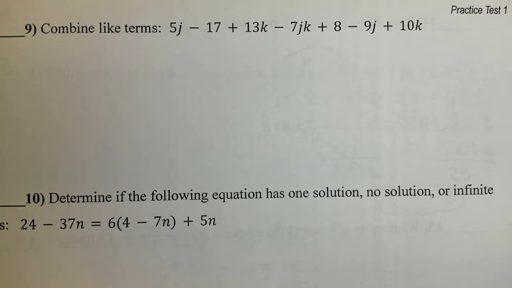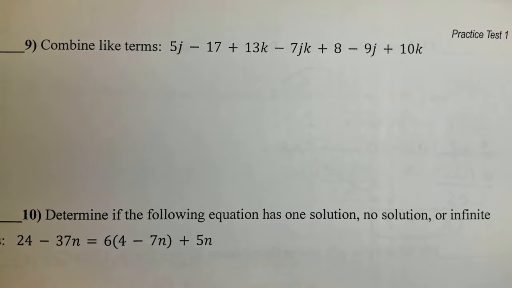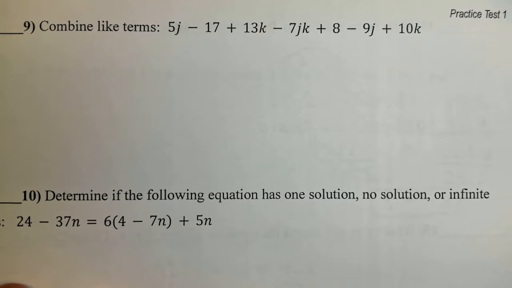Okay, so on number 9, it says combine like terms. Combine like terms, remember, just means to add and subtract the same things, the same letters, stuff like that. So there's no equal sign. If you look through this whole thing, there's no equal sign. So I'm not solving. I am simply combining the same letters together to get new ones. So I'm going to go through this, and I'm going to highlight the same letters.